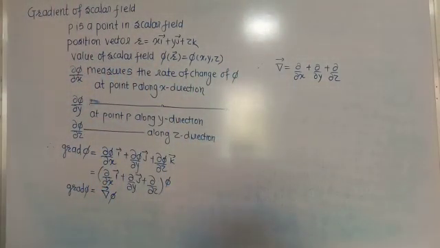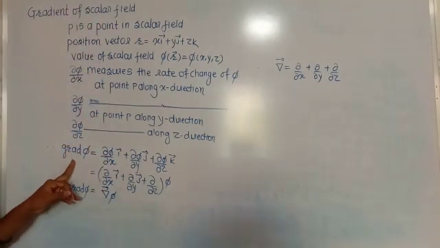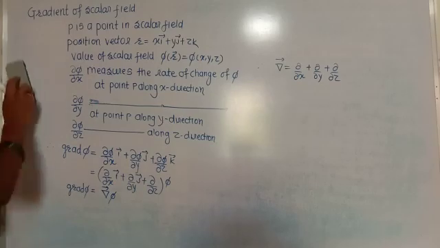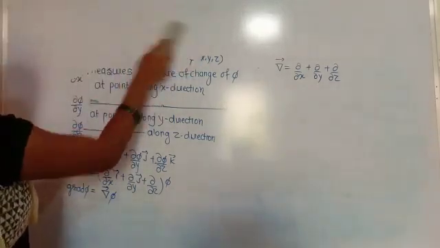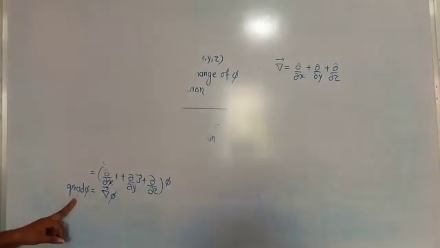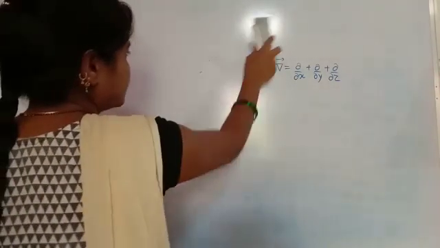So this is all about the gradient of the scalar field. The gradient of phi is nothing but the operator multiplied by the scalar function phi. Okay, so then next one is the divergence of a vector field. From this equation we clearly note that the gradient of phi is a vector quantity.